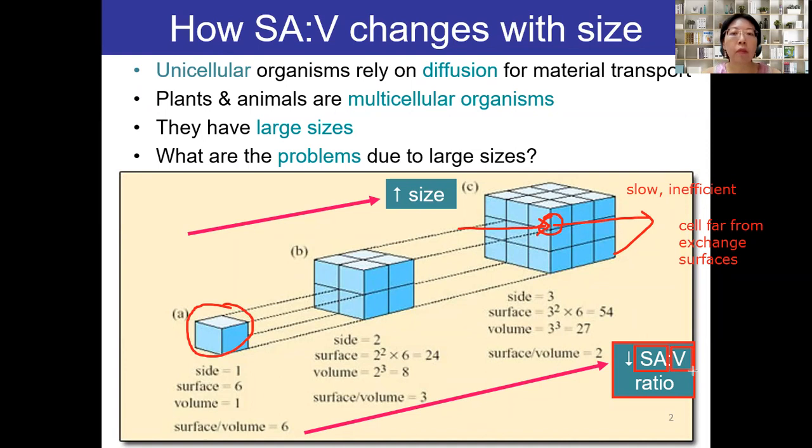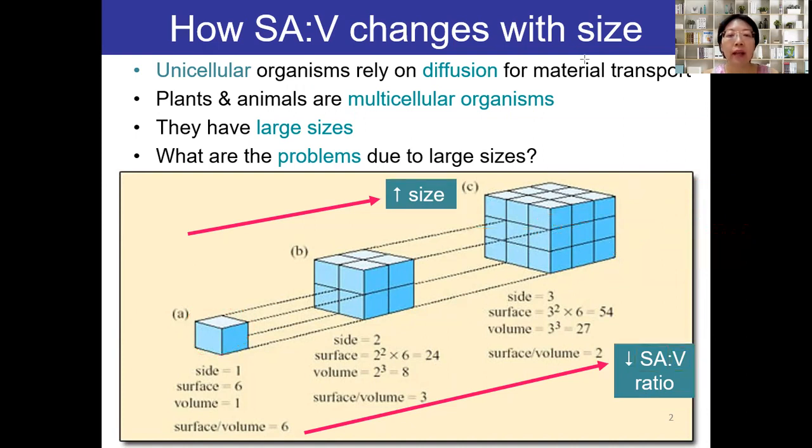Okay, so you can see from here that as the size of organism increases, definitely the surface area to volume ratio will decrease. It means the surface area will not increase as fast as the volume. So that will lead to an inefficiency of exchange of materials directly from the surface of the body of the organism. It's not sufficient anymore. Okay, so therefore, how do we adapt to overcome this problem?